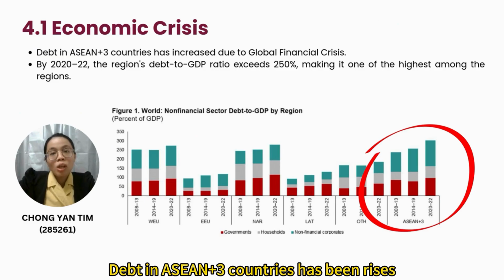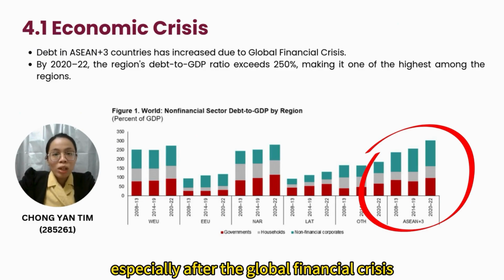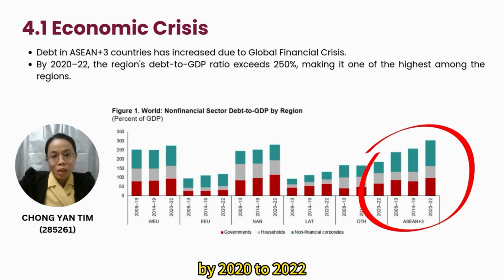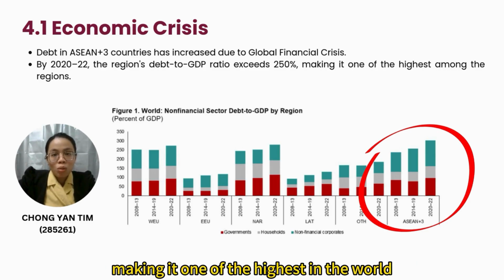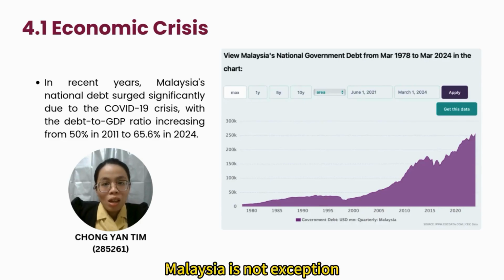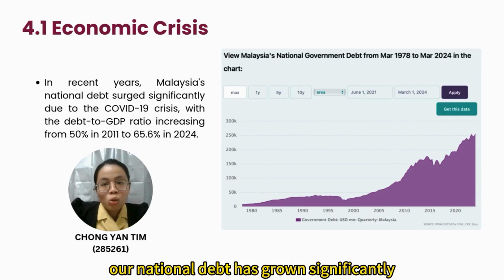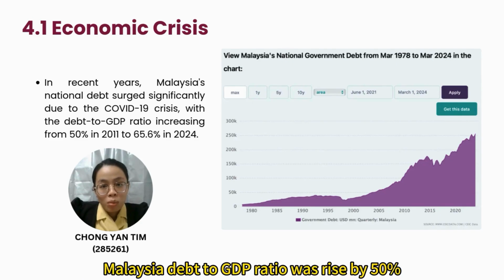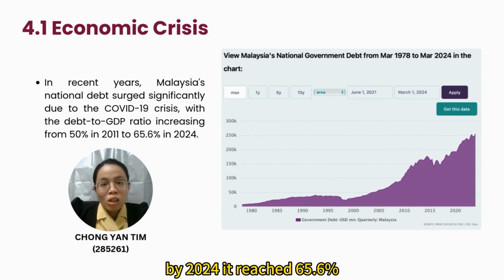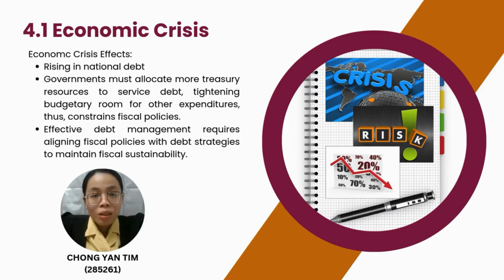Debt in ASEAN plus 3 countries has been rising, especially after the global financial crisis. By 2020 to 2022, the debt to GDP ratio in this region exceeded 250%, making it one of the highest in the world. Malaysia is no exception. Over the years, our national debt has grown significantly, especially during the COVID-19 pandemic. Back in 2011, Malaysia's debt to GDP ratio was around 50%. By 2024, it reached 65.6%. What does this mean?